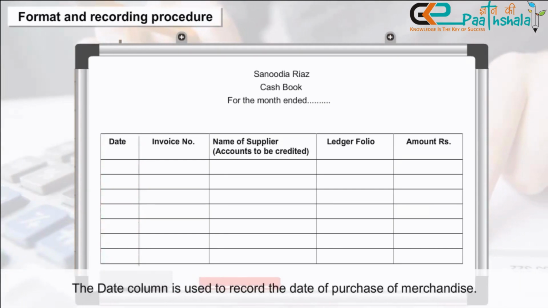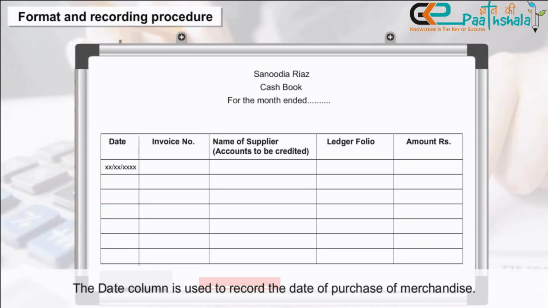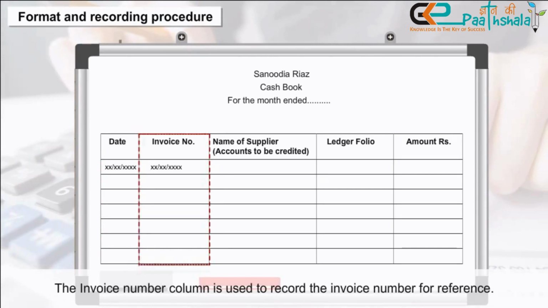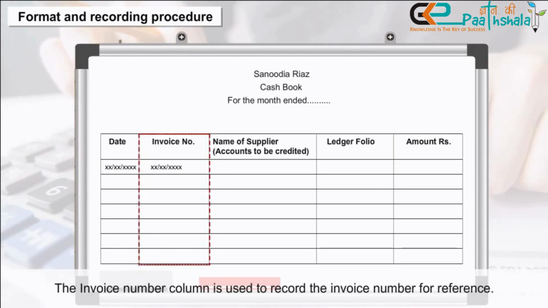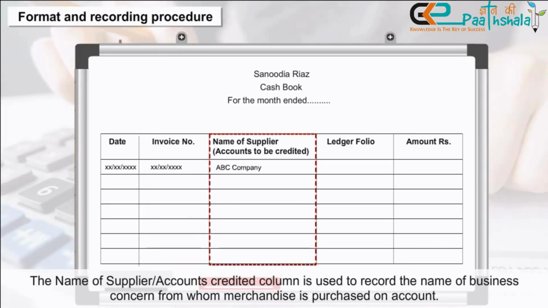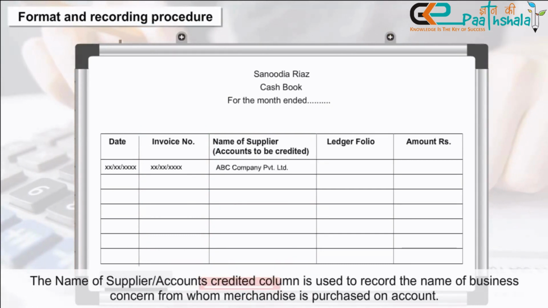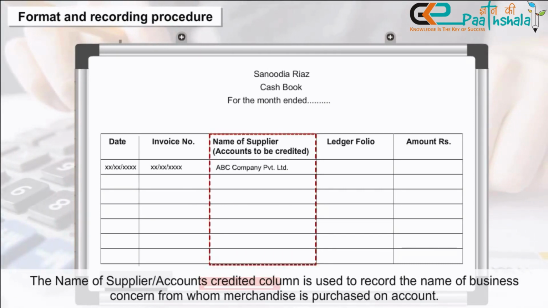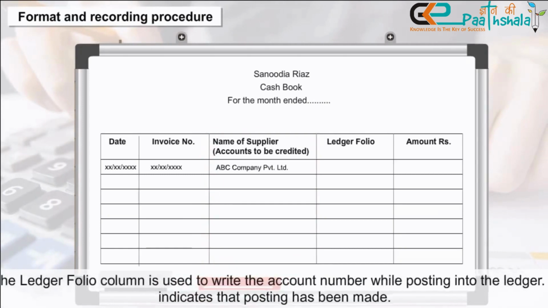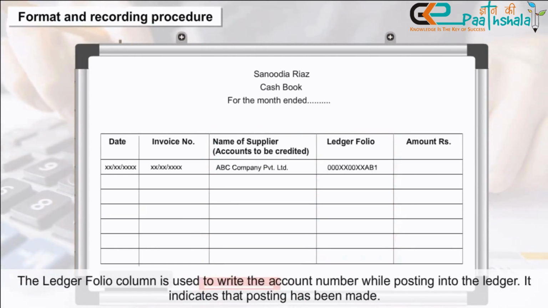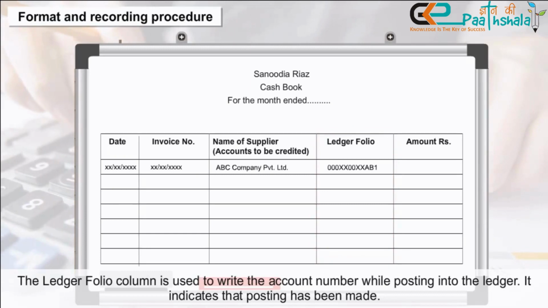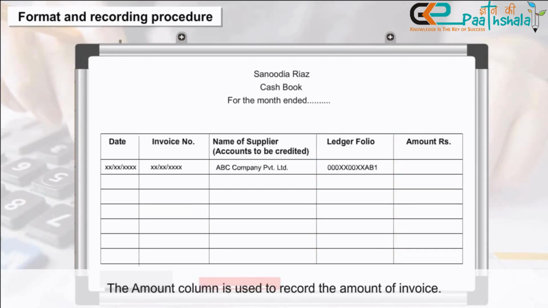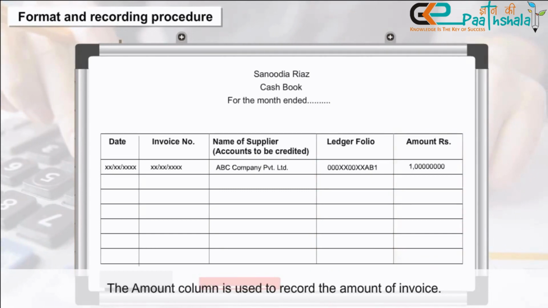1. The date column is used to record the date of purchase of merchandise. 2. The invoice number column is used to record the invoice number for reference. 3. The name of supplier or accounts credited column is used to record the name of business concern from whom merchandise is purchased on account. 4. The ledger folio column is used to write the account number while posting into the ledger. It indicates that posting has been made. 5. The amount column is used to record the amount of invoice.